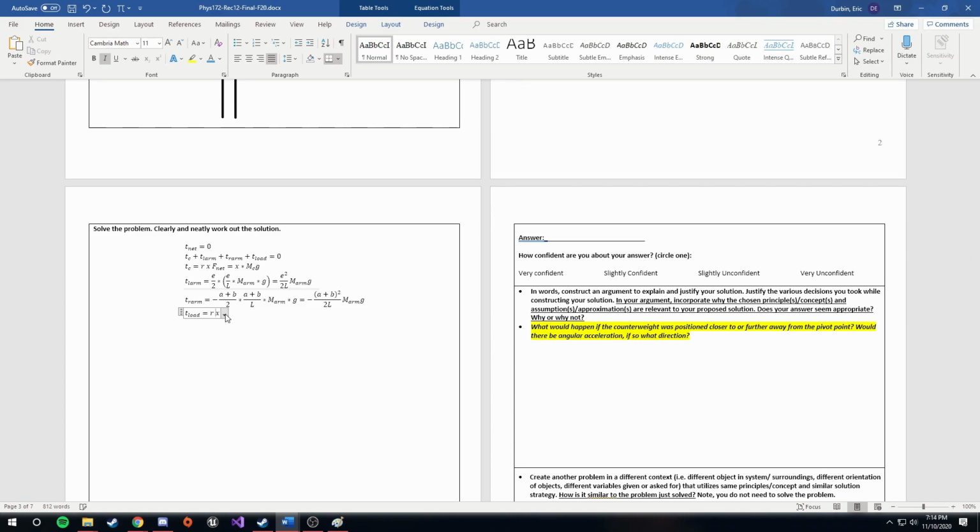Torque is equal to R perpendicular times the force, right? Is R perpendicular the measurement that's perpendicular to the force, or perpendicular to the position vector? Perpendicular to the force. Perpendicular to the position vector would be parallel with the force, and it'd be kind of difficult to think of a way to find that.